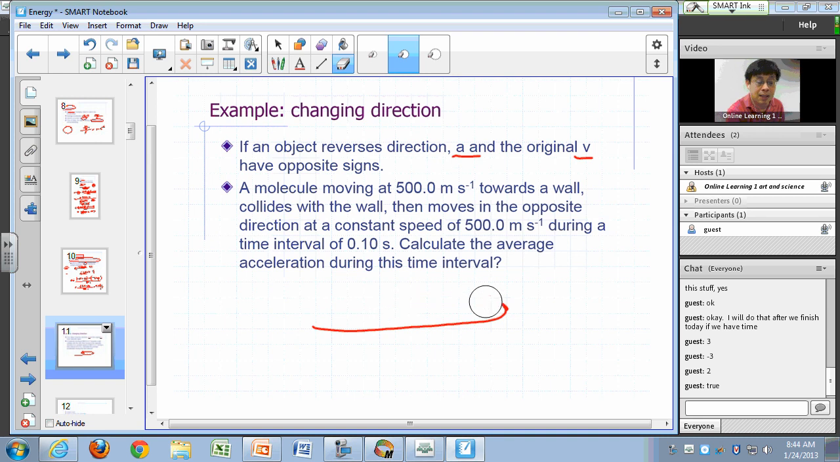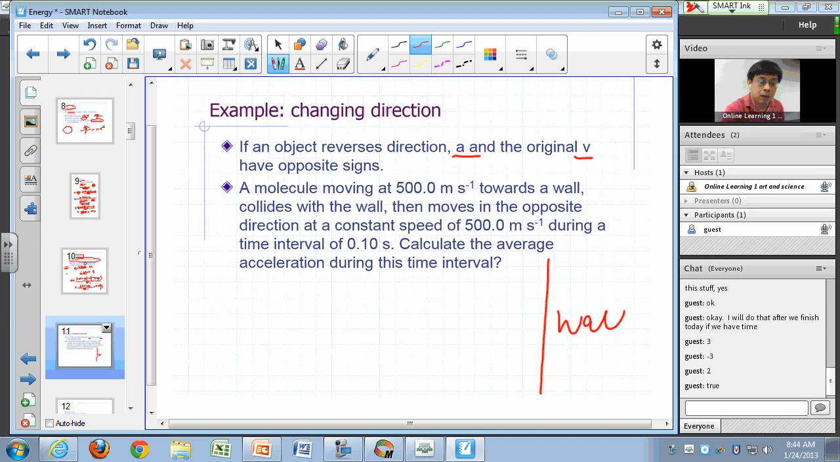Let's look at this example right here. You have a molecule moving at 500 meters per second towards the wall. So let's make this our wall. This molecule is approaching the wall at 500 meters per second. So we're going to take its initial velocity to be positive 500 meters per second.